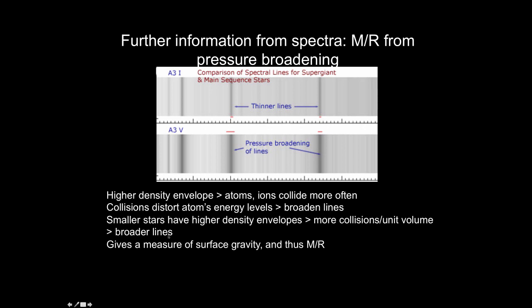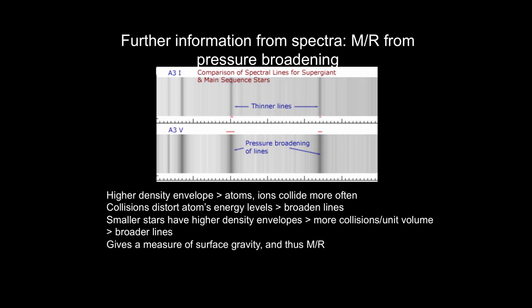Density of a gas depends at its surface on its surface gravity. Surface gravity is just the value of little g, the acceleration due to gravity at the surface of the star, and that is proportional to mass divided by radius. So therefore, if you measure how much lines have been pressure broadened, then you get a measurement of mass divided by radius, and so you get some information about the mass and radius of the star.